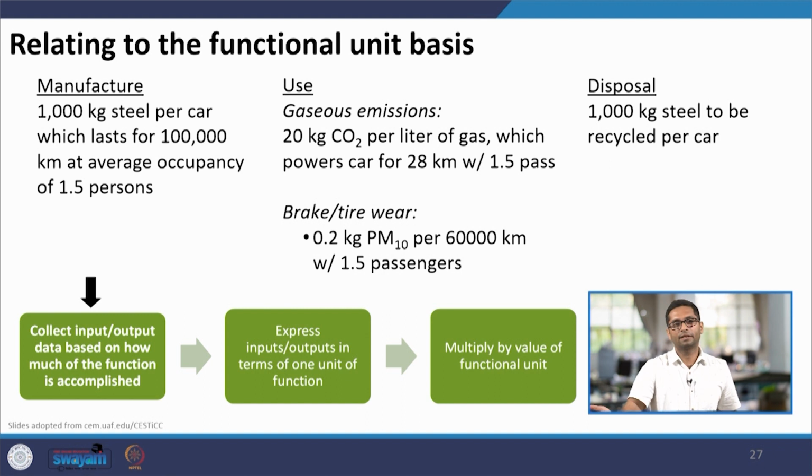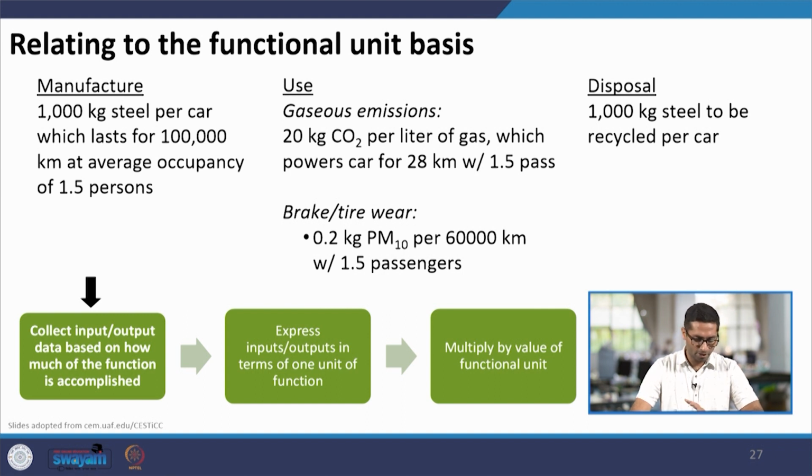This car, again a hypothetical scenario, would involve the manufacturing phase, the use phase and the disposal phase. In the manufacturing phase, I am estimating that it would involve almost 1000 kgs of steel. 1 ton is a typical weight of a car, so I am assuming all of it is steel. So 1000 kgs of steel per car, and it is expected that this particular car would last for 1 lakh kilometers. And the average occupancy for this car would be 1.5. Sometimes there would be 1 person, sometimes 2 persons traveling in this car, since it is a luxury car, so on average I have assumed 1.5.